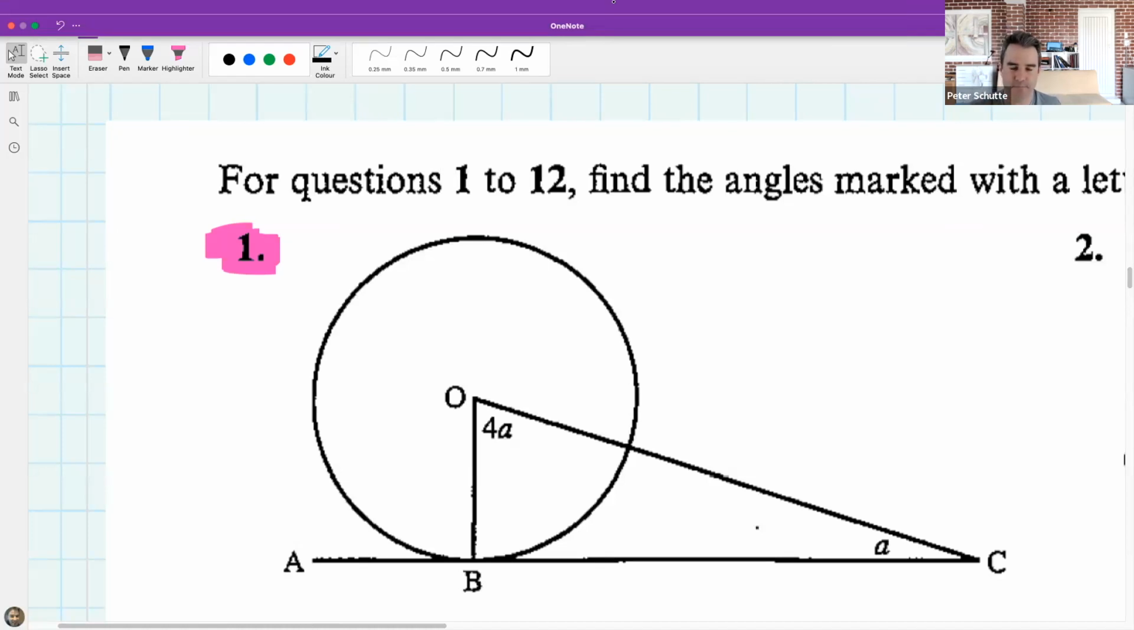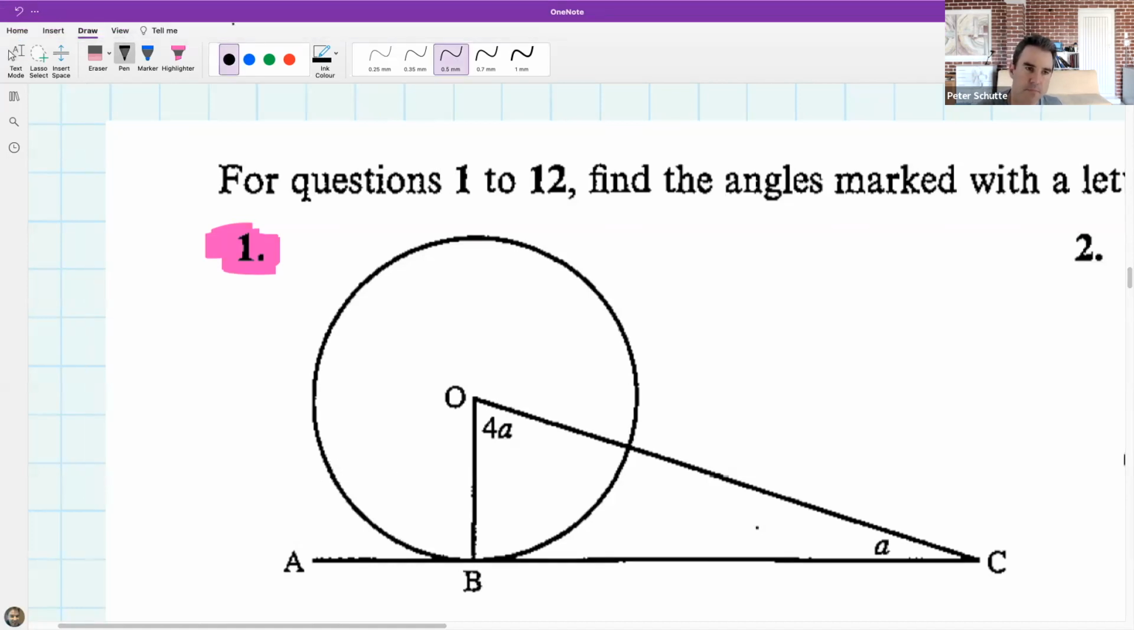Sir, firstly, I subtracted 90 from 180 since a triangle is equal to 180 degrees. And using the theorem that we just did, I know that that angle is 90 degrees. Okay, so you saw that this was a tangent. And then this thing was a radius. So you knew that had to be 90. Okay, and then? And then I said 5a, which is the 4a plus the other a at C.